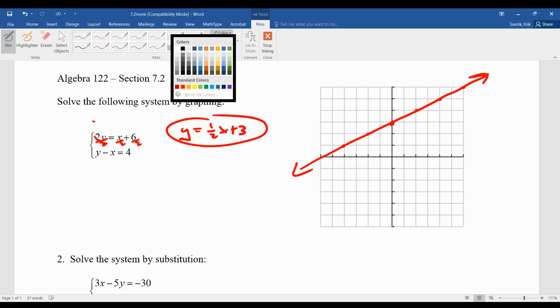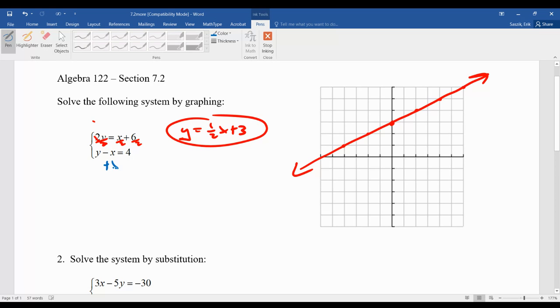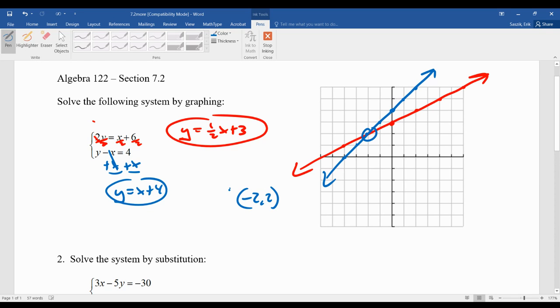Okay, the second equation I'll do in blue. Remember, we want to get y by itself. So y equals x plus 4. There's the 4. Slope is invisible, up 1 over 1. Go backwards, down 1 left 1, down 1 left 1. And you see our magical point is right there. And you could test it by plugging into both equations. It should work.